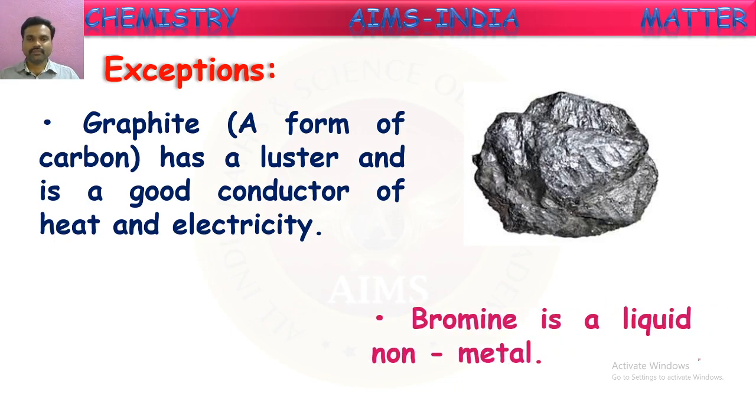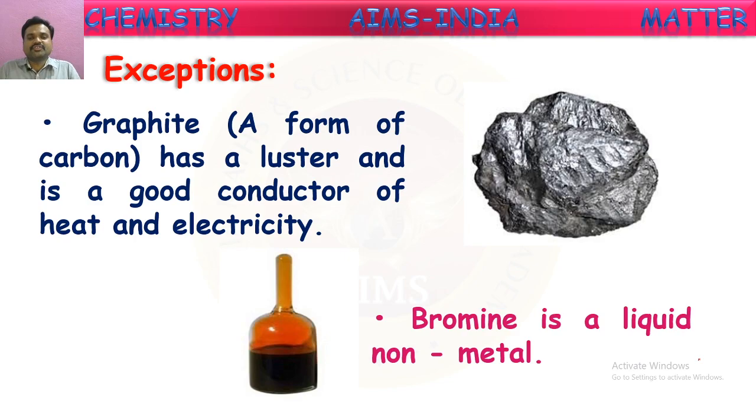Next one, bromine. Bromine is a liquid non-metal. Out of all the metals, only one is in the liquid state, that is mercury. Out of non-metals also, only one is in liquid form, that is bromine. Bromine is a reddish-brown colored liquid at room temperature. All the remaining non-metals are either solids or gases.